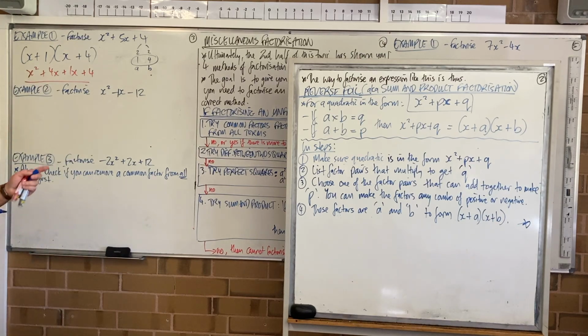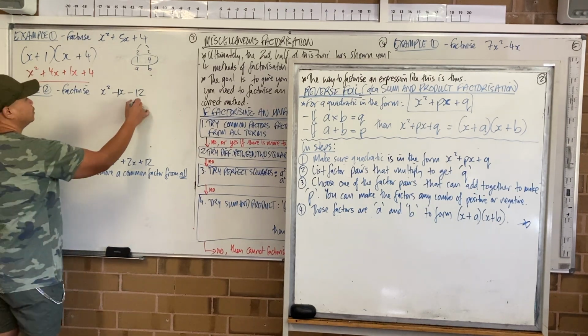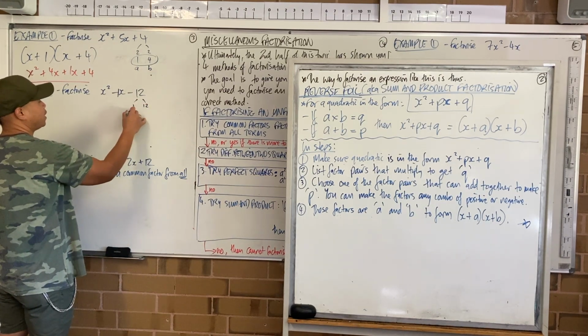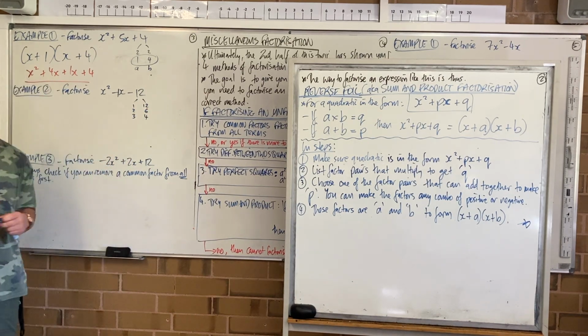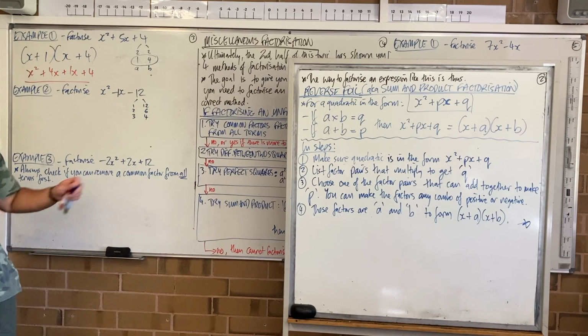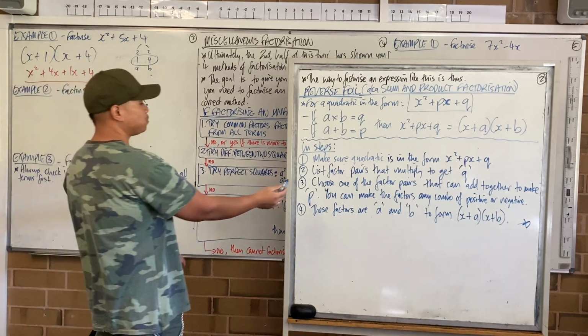Step 2. Factor pairs that multiply to get q. What numbers can I times together to get 12? 1 and 12, 2 and 6, 3 and 4. Is that it? Because if I go bigger, the next one would be 6 and 2. I've already got that. So I just did step 2.